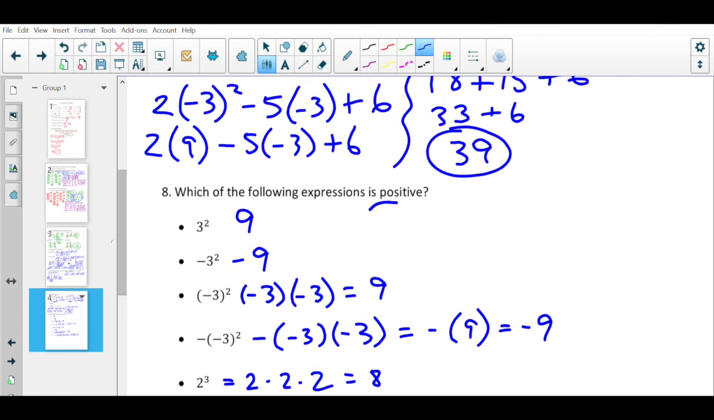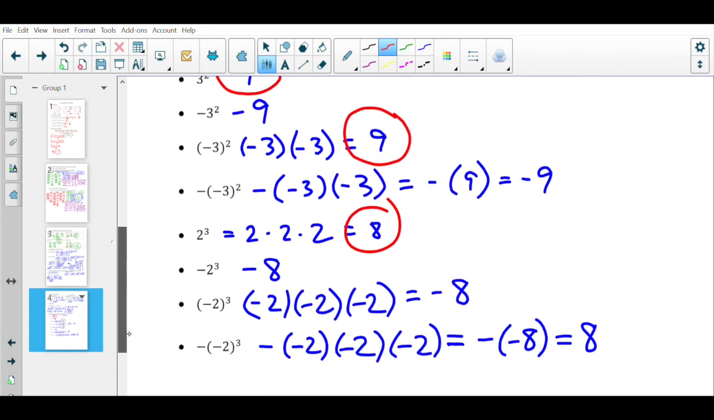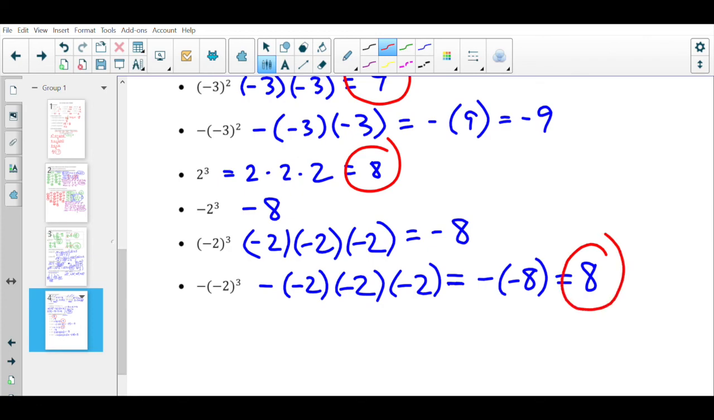Which of the following expressions is positive? So let's circle all the ones that are positive. Definitely positive. Definitely positive. Definitely positive. And definitely positive.